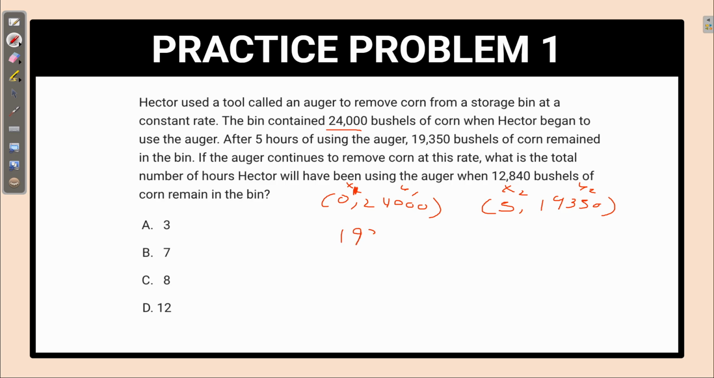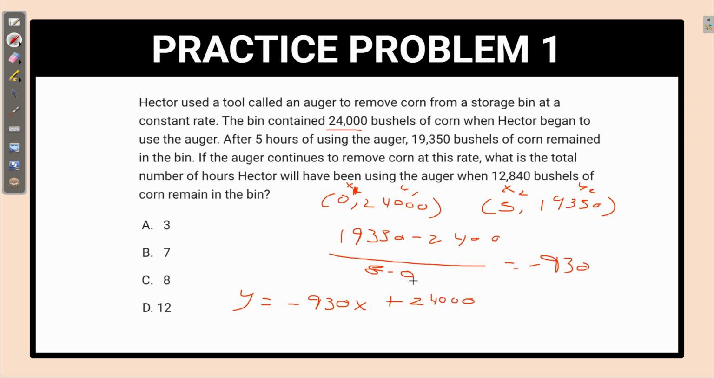So that will be our 19,350 minus 2,400 over 5 minus 0. And what slope does this result with? We get negative 930. Now, given that, we can set an equation as y, which is the number of bushels at some time, equals negative 930x, because that's our hours, and then plus our starting amount, which is 24,000, sorry.